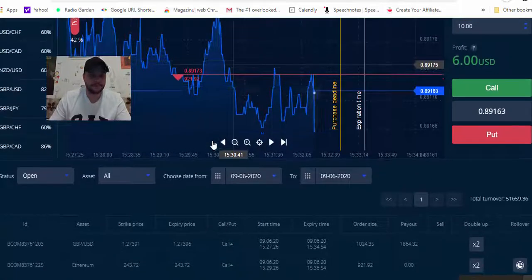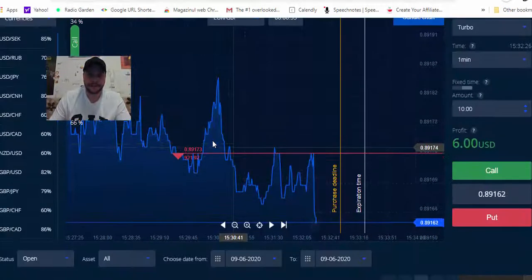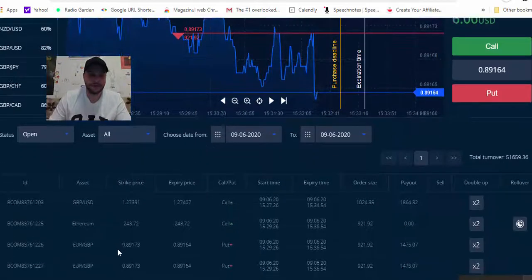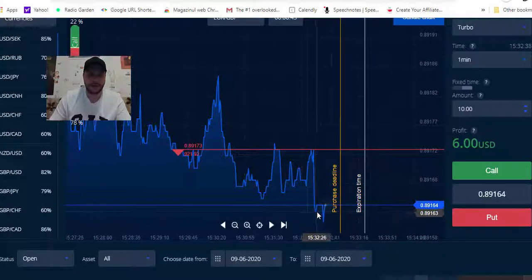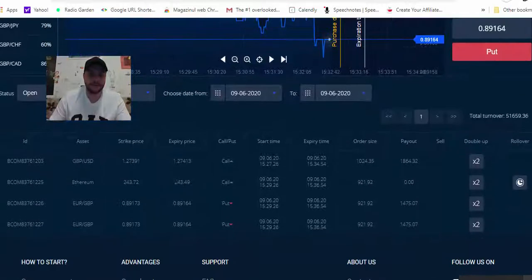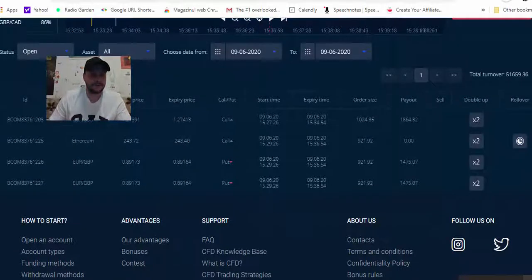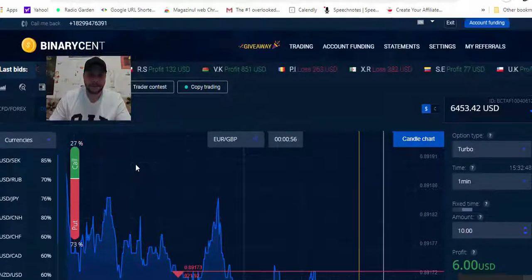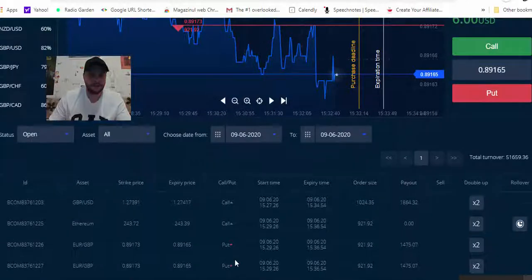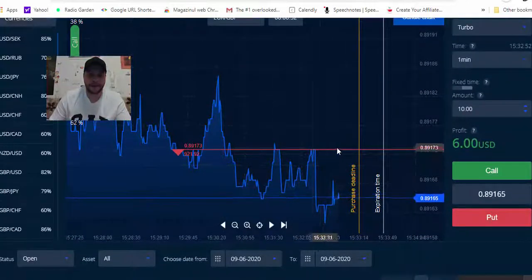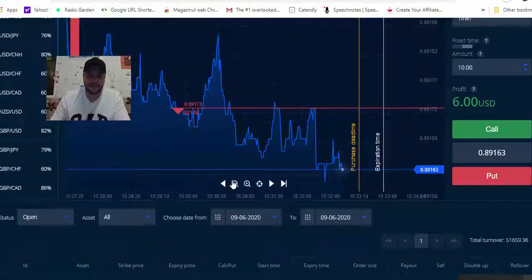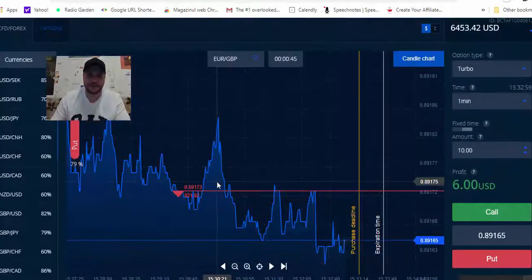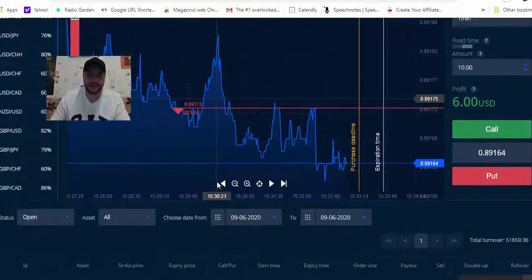Euro GBP. Let's have a look at Euro GBP, which is a sell. This is the purchase line, and we are in the money because now it's below the purchase line, being a sell. Euro GBP was a sell, a put, and we are below this line. So let's wait and see what will happen with these trades.